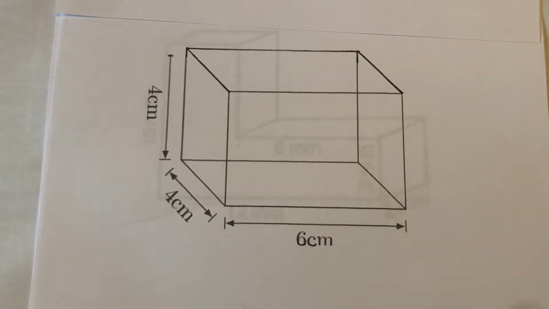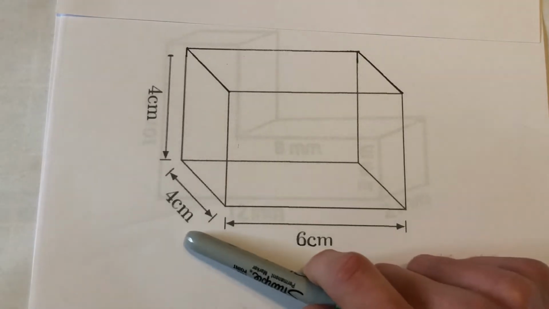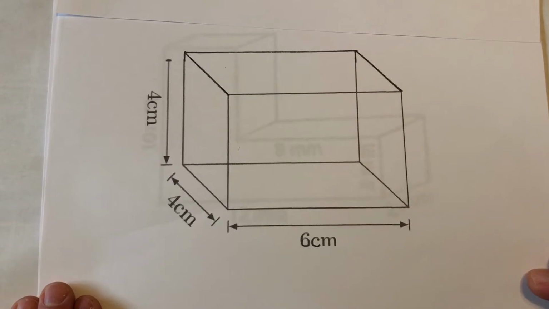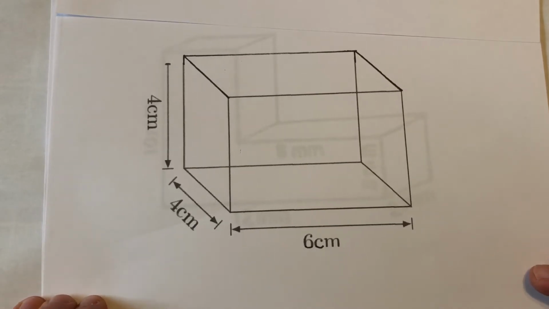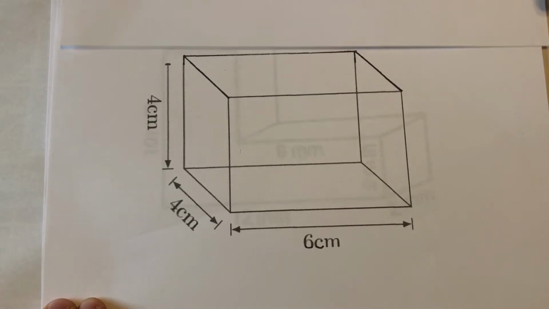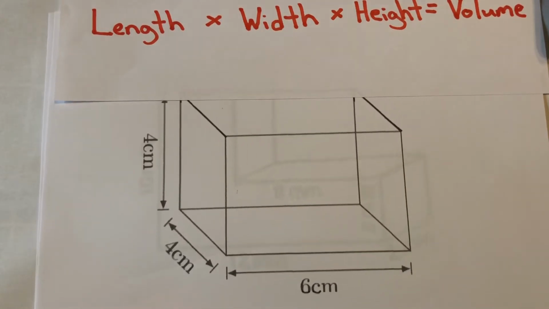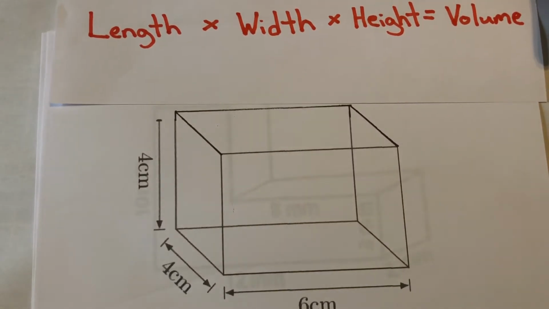So all of our sides are labeled in centimeters. That means that we won't be measuring volume in gallons here. We're going to be measuring the volume in cubic centimeters again. So coming back to our algorithm, length times width times the height equals the volume.